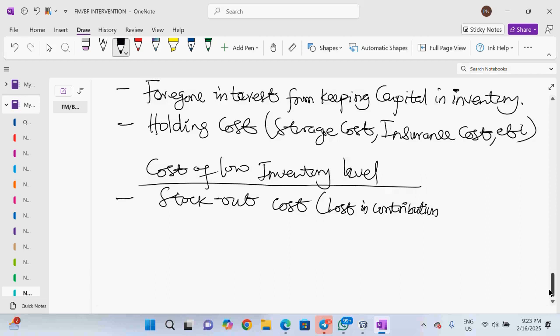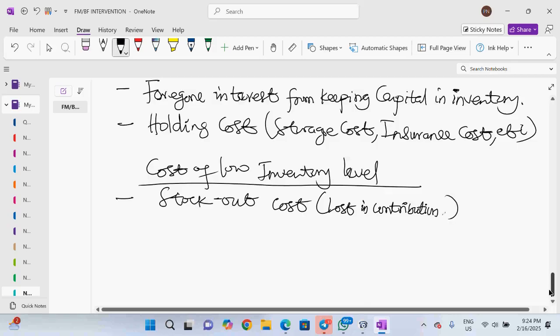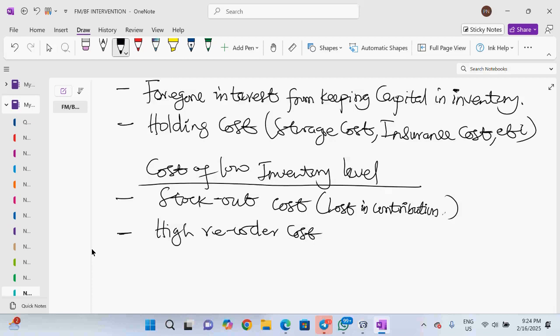What else here? And that is a cost to you. And then some emergency orders. When an emergency order comes, you see that you cannot satisfy it. So that is as a result of having low inventory. Then high reorder cost. Reorder cost. High reorder cost.